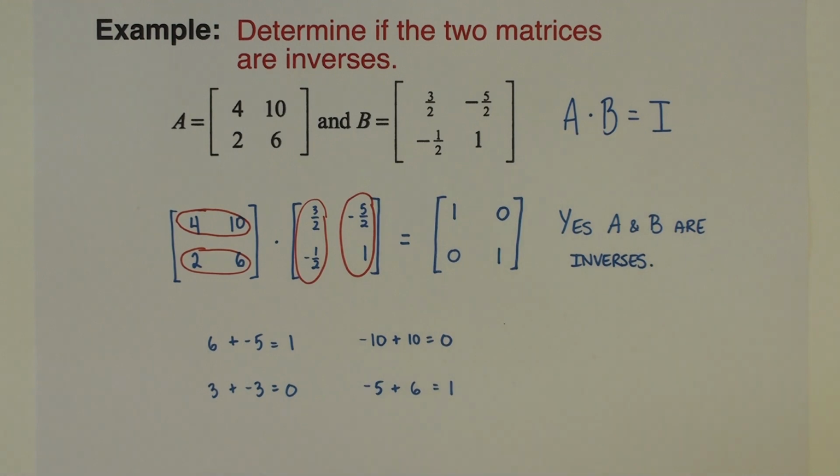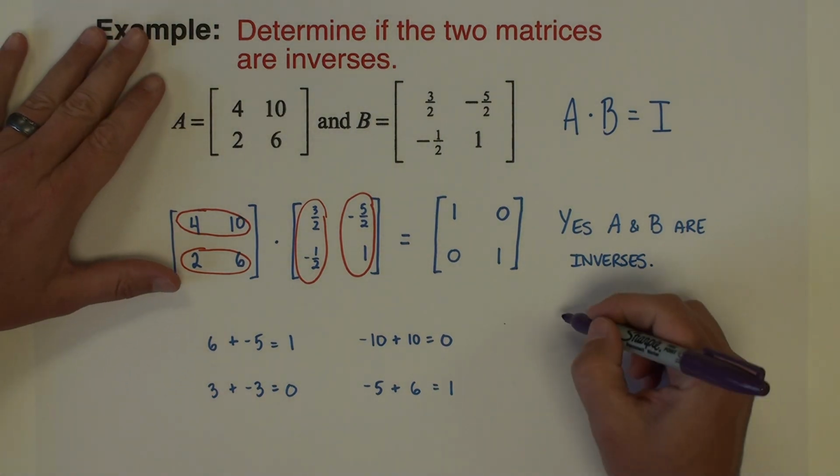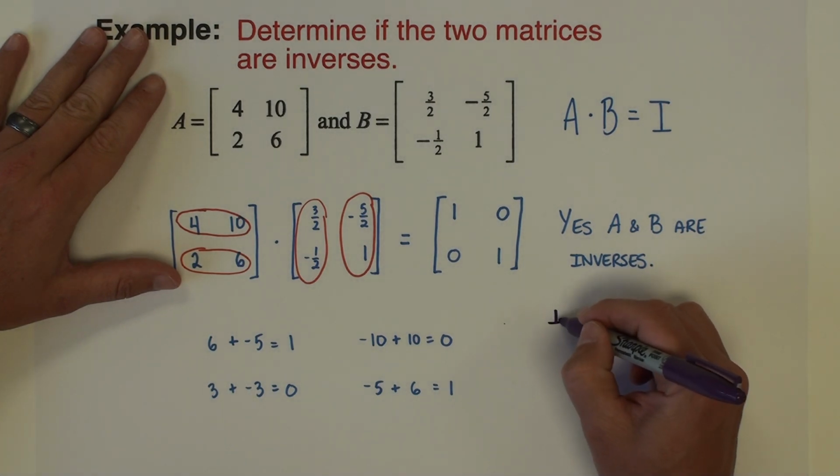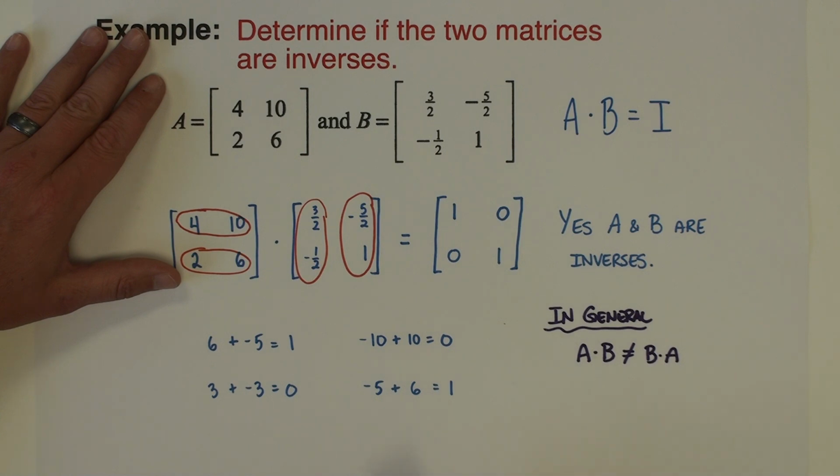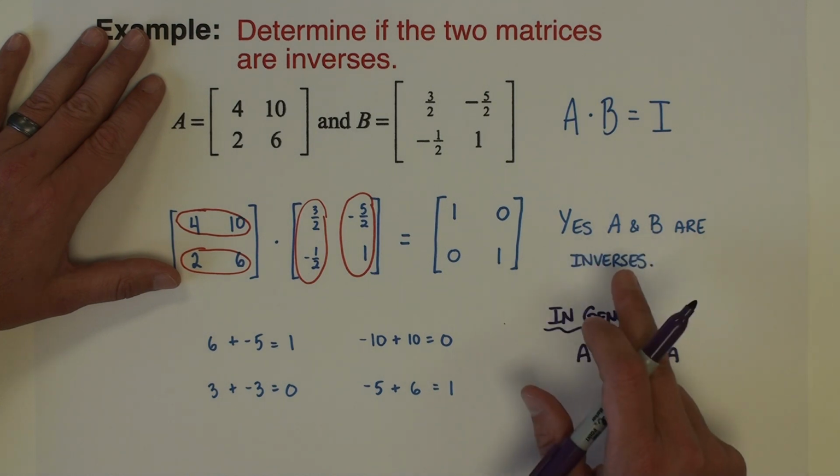Now, we have previously talked about in the 2.2 video, when we talked about matrix multiplication, that when you multiply two matrices, in general, matrix multiplication is not commutative. So A times B is not the same as B times A. The exception to this is if the matrices are inverses.